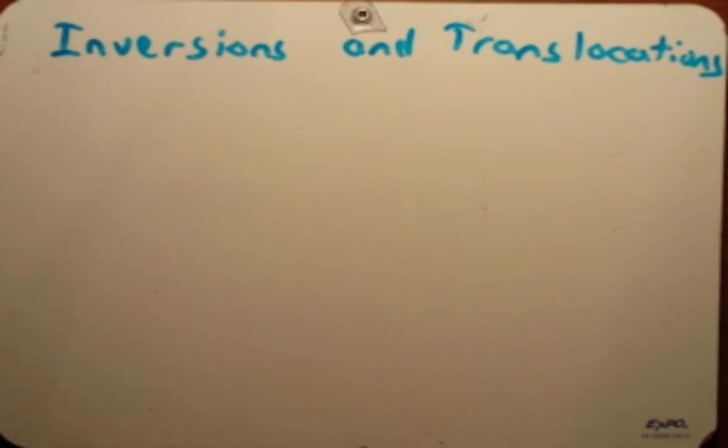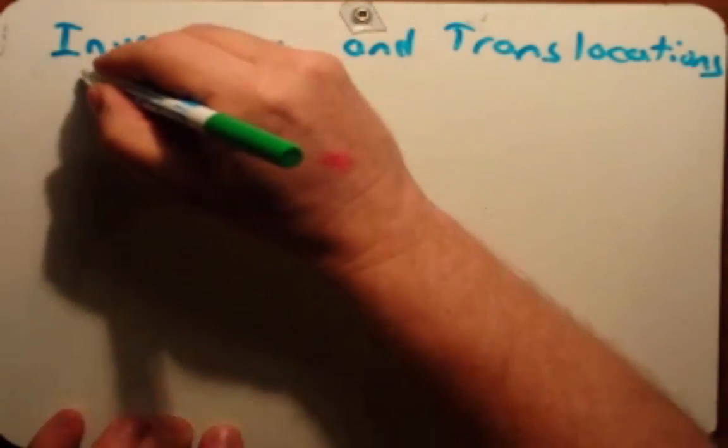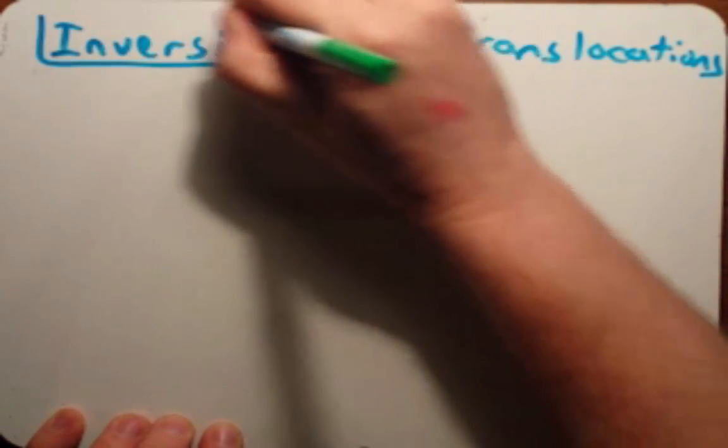In the previous podcast we talked about duplications and deletions, and they kind of went together in many ways. Same is true with inversions and translocations. They have some similarities as well. We're going to focus on inversions first.